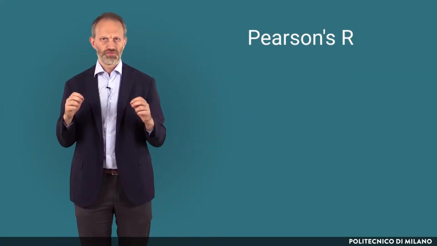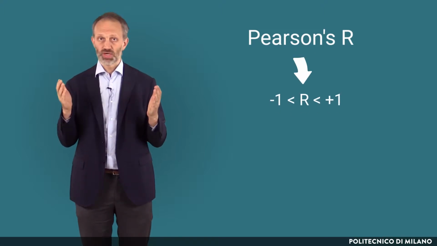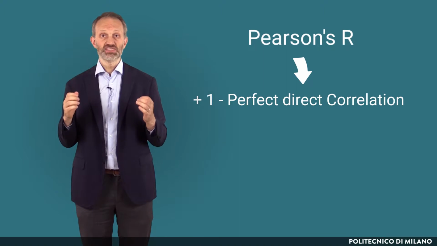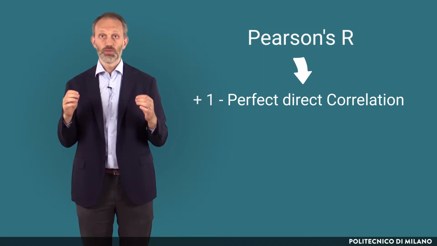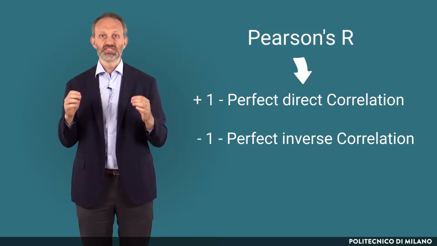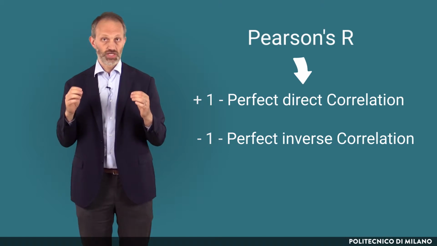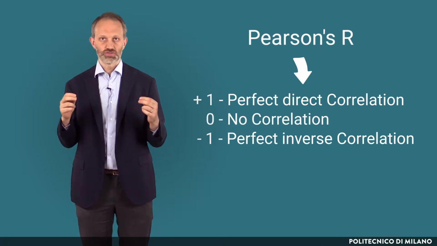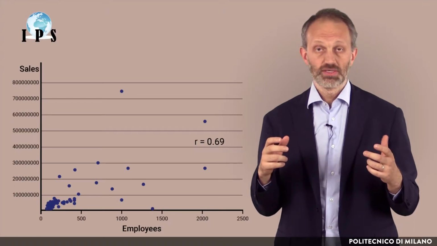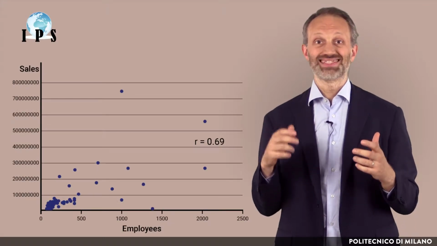The correlation coefficient may assume values between -1 and +1. +1 means perfect direct correlation, that is, the two variables move in the same direction. -1 means perfect inverse correlation, that is, the two variables move in opposite ways. 0 means no correlation.